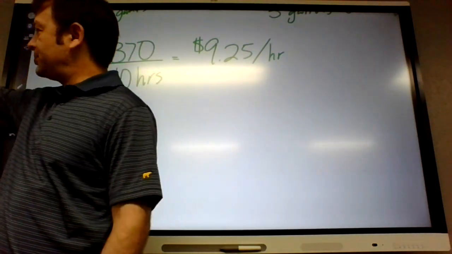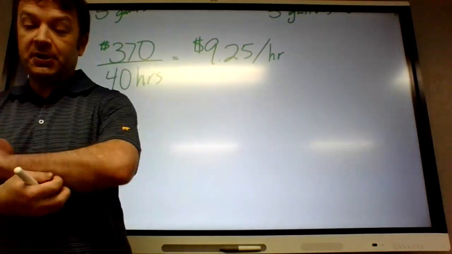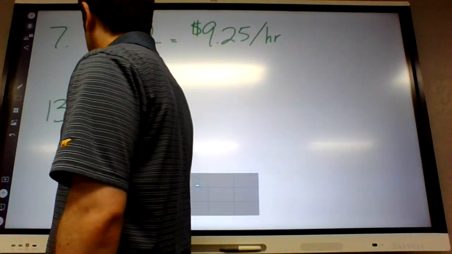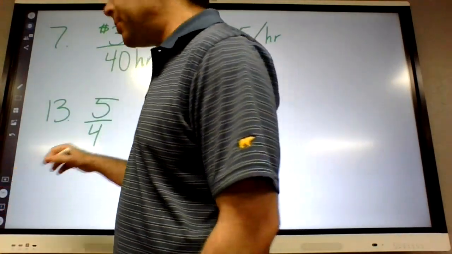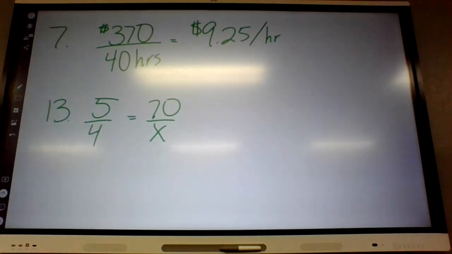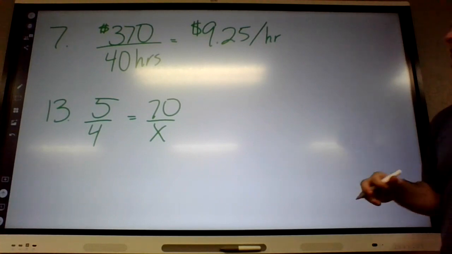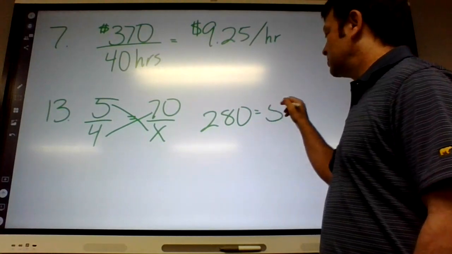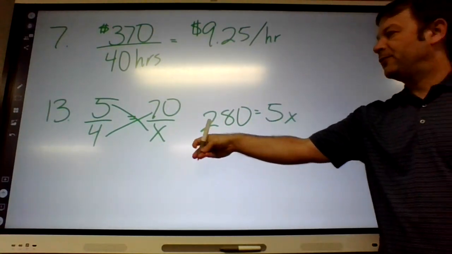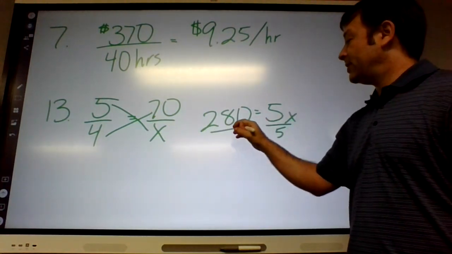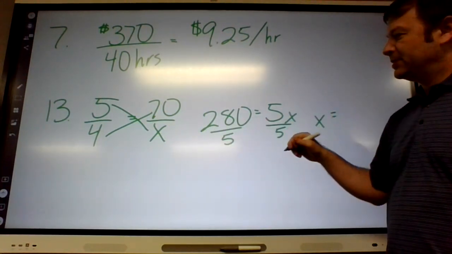Okay, did you guys notice we're skipping the next section up there? We're jumping to 13. So we're doing 5 over 4 equals 70 over x. Who can tell me, how do we solve this? Okay, Jesse? Cross multiply. So 4 times 70, 280 equals 5x. Use your calculator. So we have to divide both sides by 5. Has anybody done that yet? 56.